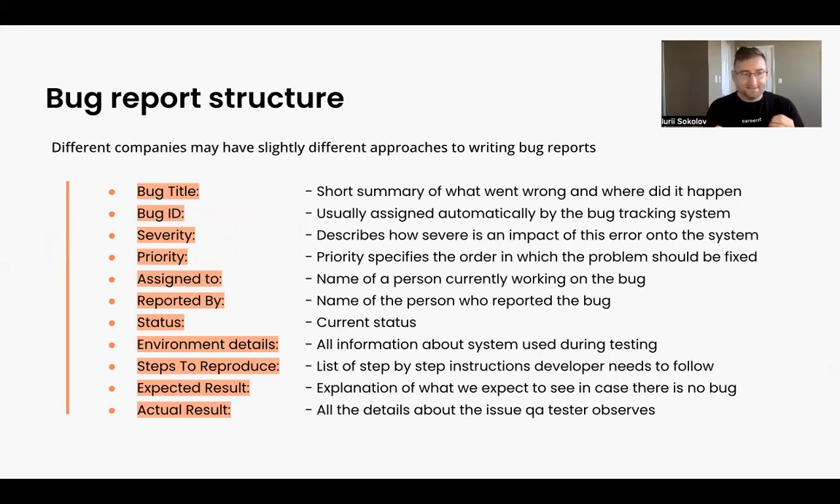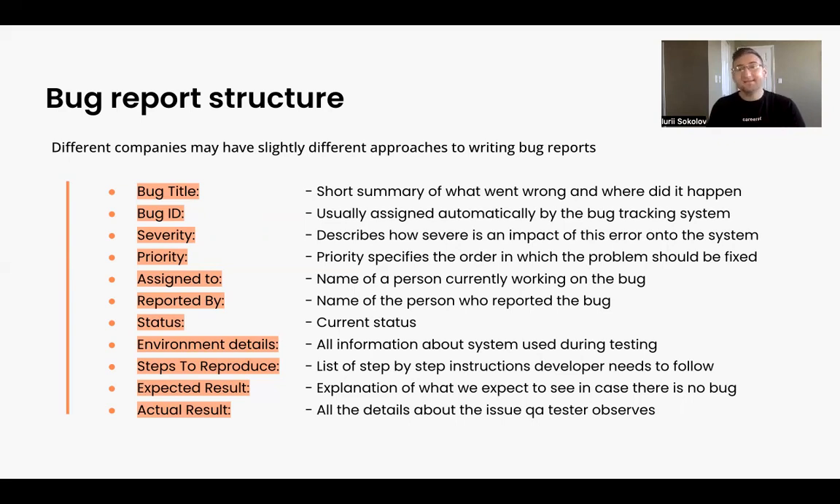Okay, so let's talk about the bug report structure. An important thing that you need to understand: different companies may have slightly different approaches to writing bug reports. During our course here, we cover a software called Jira. Jira is a pretty powerful tool to track and manage tasks, bugs, issues, development, project managing, all that stuff. And Jira has its own way to structure bug reports.